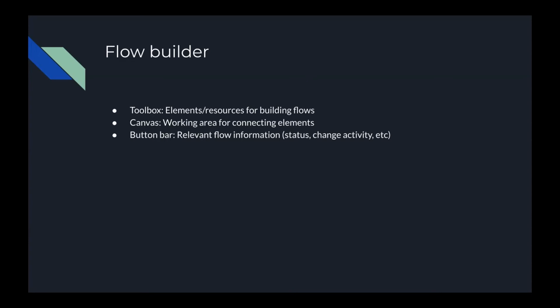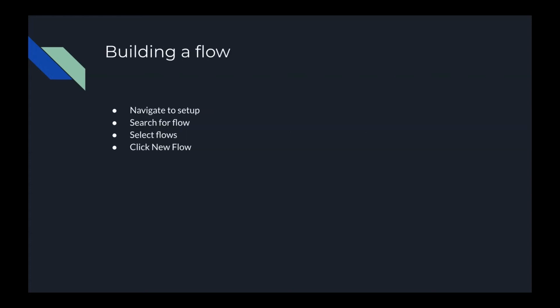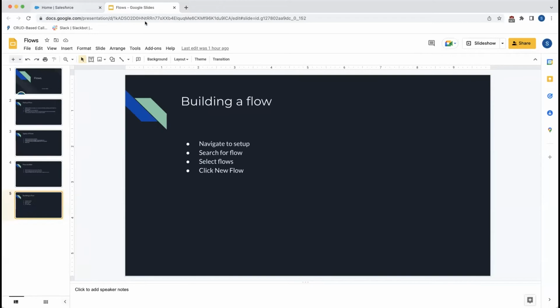And then the button bar just contains a bunch of relevant pieces of information. So, have you activated this flow? Have you saved it recently? When was it last saved? Things like that. Building a flow is really easy. You just go to setup, search for flow, select flows, and click new flow. So, a quick demo of all of that.